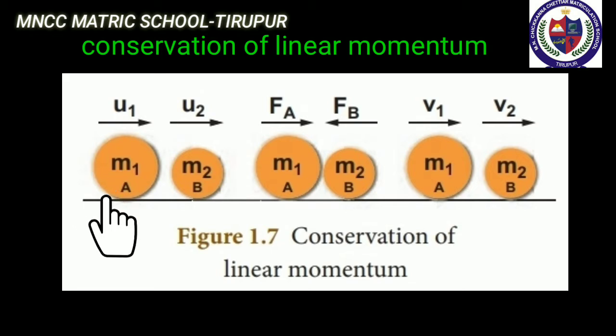Here A and B represent two bodies, M1 and M2 represent masses, and U1 and U2 represent initial velocities. Let the velocity of the first body be higher than that of the second body. After the impact, both of them move along the same straight line with the velocities v1 and v2 respectively.